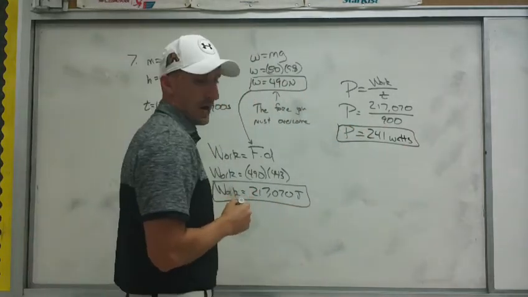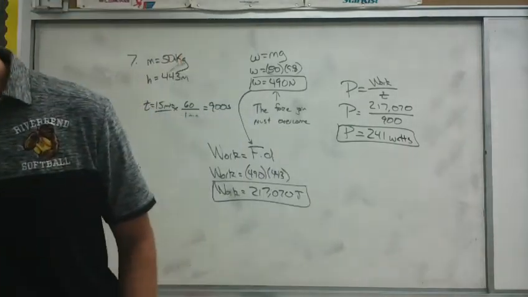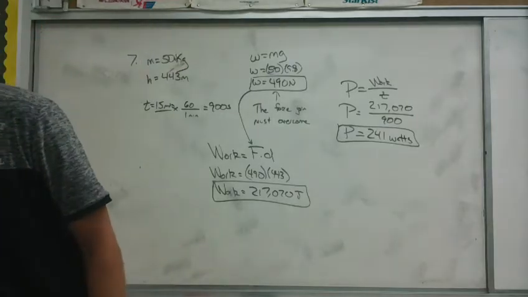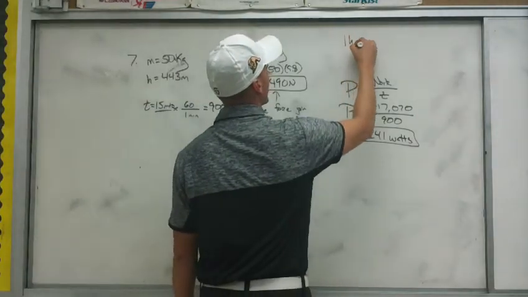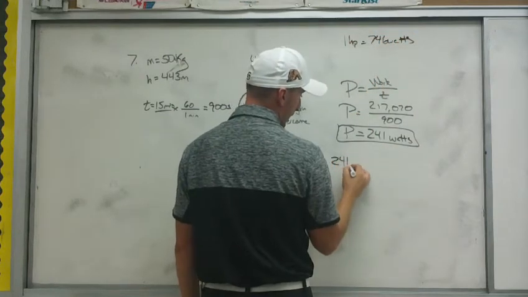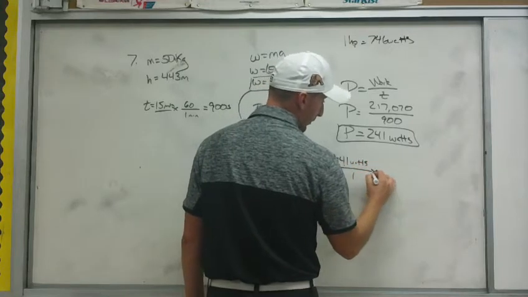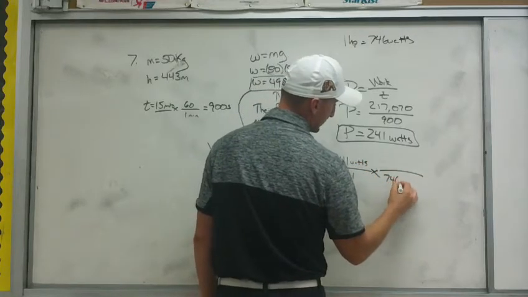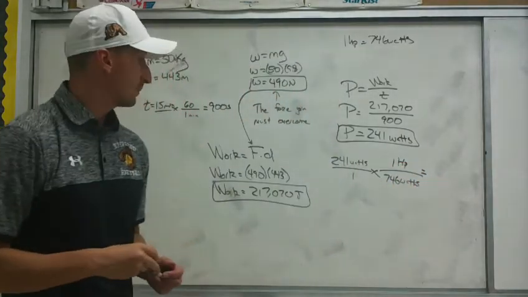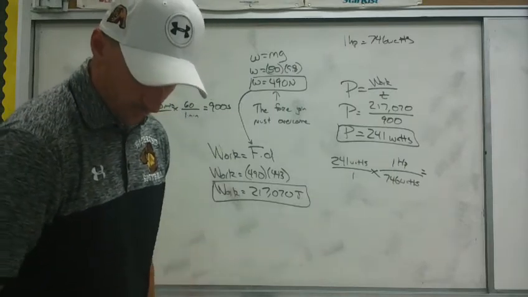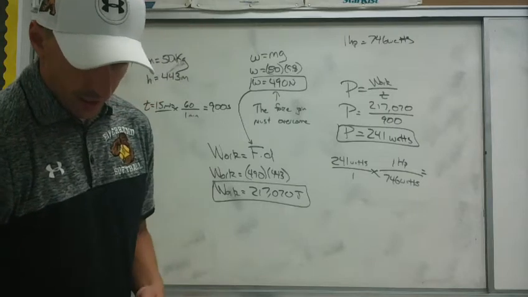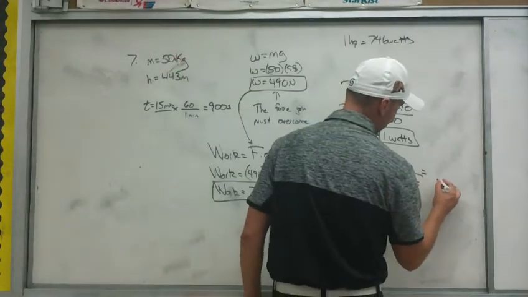It wants to know your horsepower. The conversion factor is on your first sheet. It is 745, let's just say 746. So 1 horsepower is equal to 746 watts. So I start with 241 watts. I want to get rid of watts, so I put it on the bottom. I know 746 watts equal 1 horsepower. So by running up the stairs at that speed, he generates 241 divided by 746. He generates 0.32 horsepower.